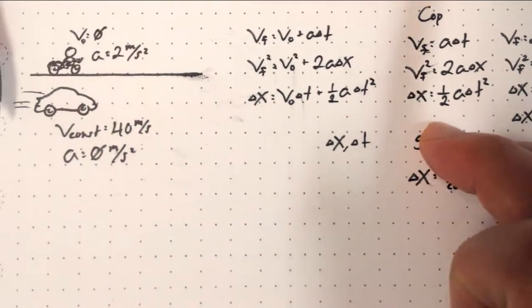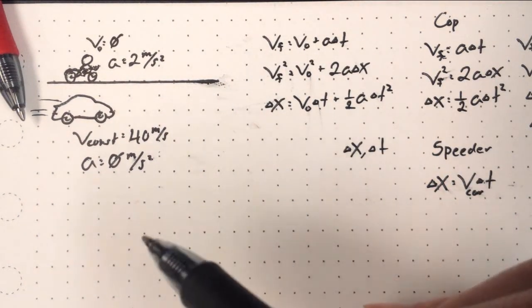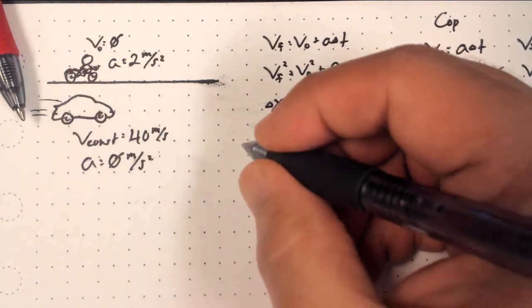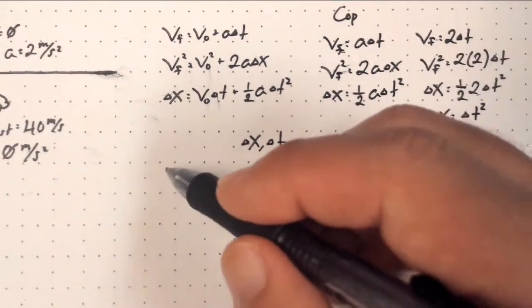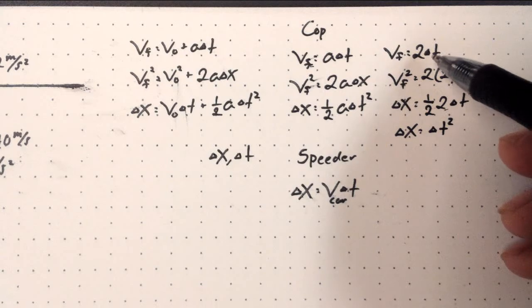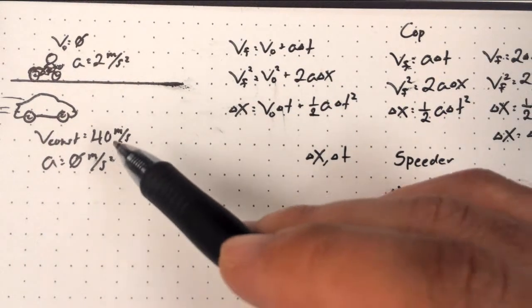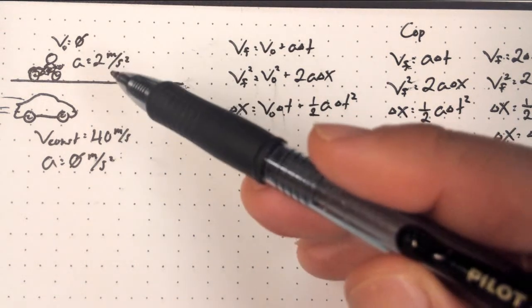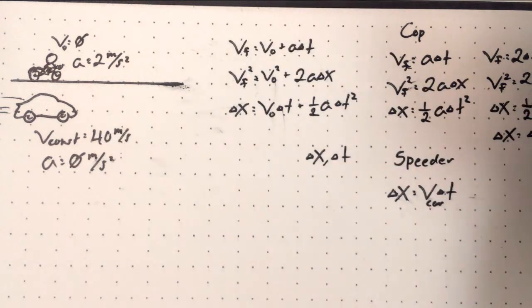Now I know that some of you were saying that the time to catch up would be somewhere around 20 seconds. And that's interesting, because if you say that the time is 20 seconds, well, if the cop is accelerating for 20 seconds, if I put a 20 right in there for the time, that's going to give me 40 as the final velocity of the cop. That is the velocity of the speeder, but will the cop ever catch up to the speeder if the cop only gets to the same speed as the speeder? And if you're chasing somebody, then the answer would be no. You got to go faster than them.